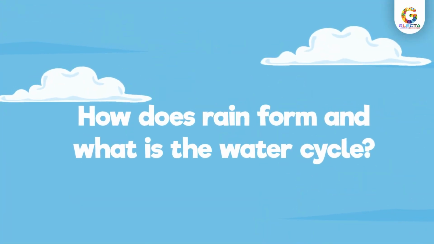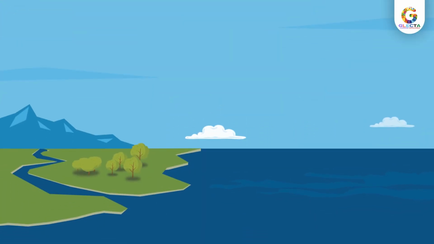How does rain form, and what is the water cycle? Let's look at the science of rain, and how raindrops form. First we will need the sun.